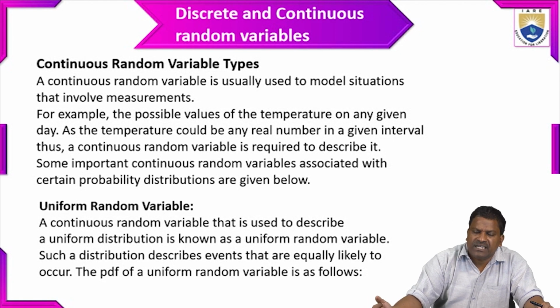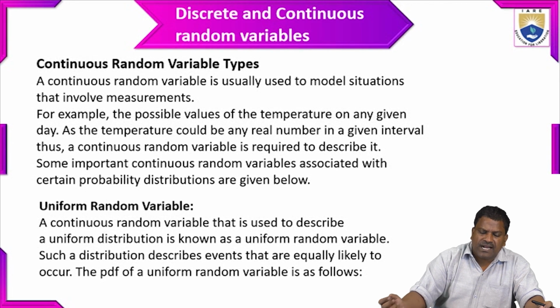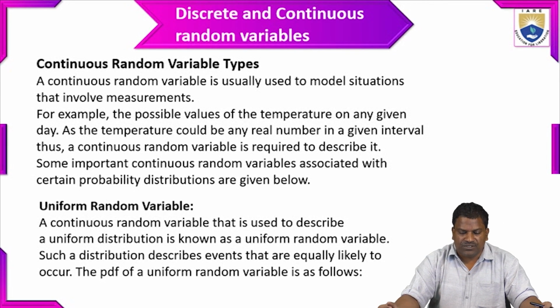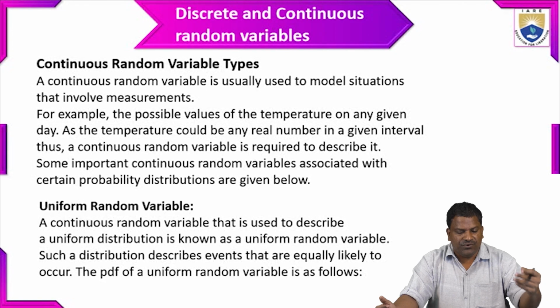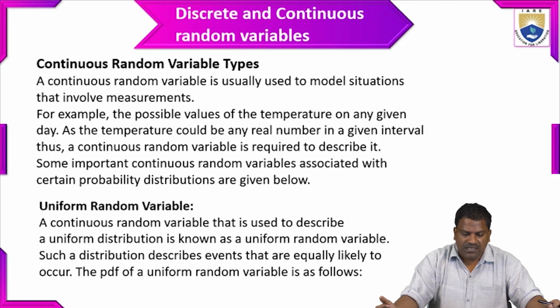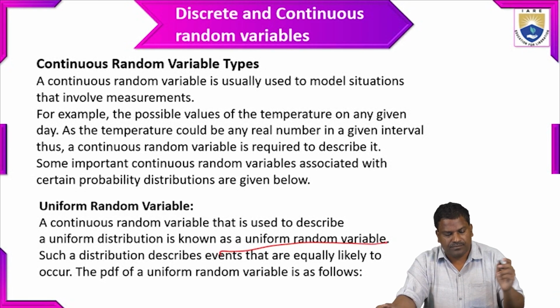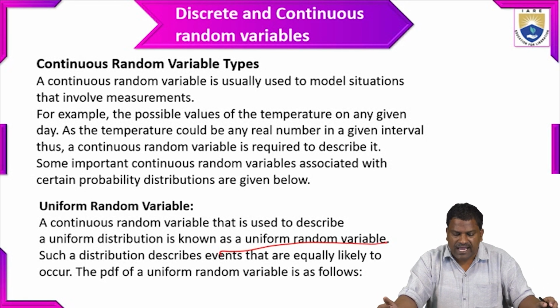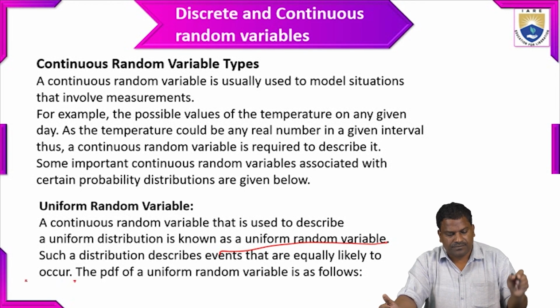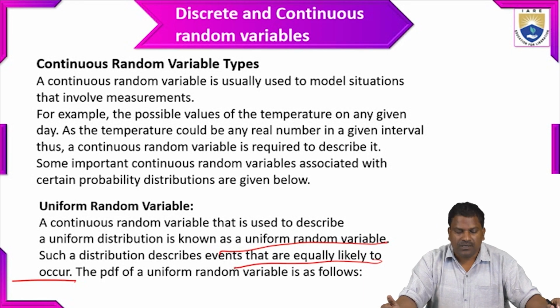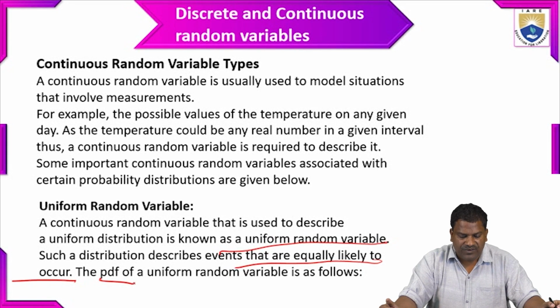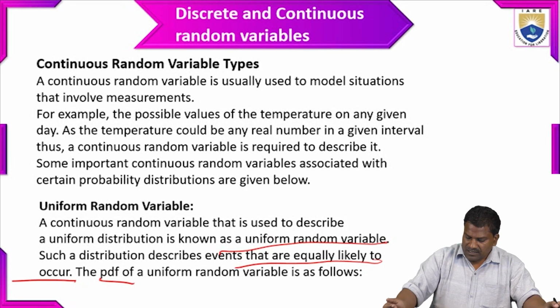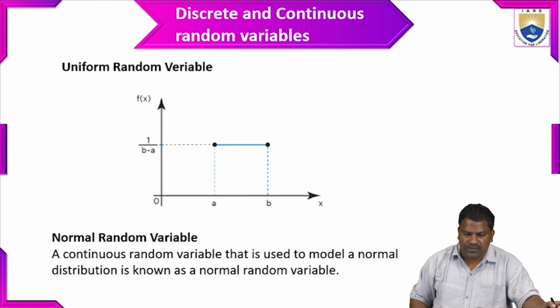Uniform random variable we can discuss. A continuous random variable that is used to describe a uniform distribution is known as a uniform random variable. Such a distribution describes events that are equally likely to occur. The probability distribution function PDF of a uniform random variable can be discussed as follows.